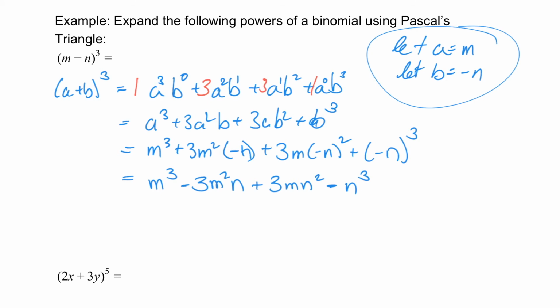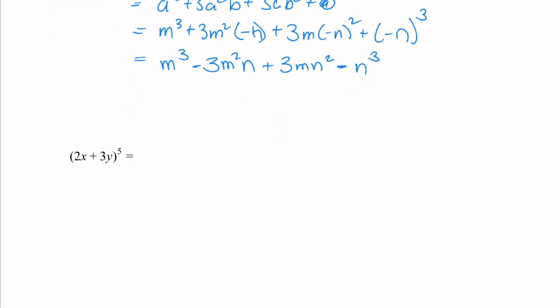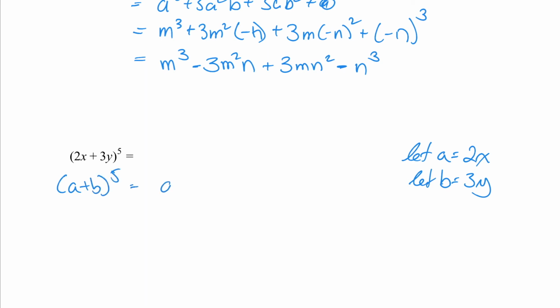So the next example is a little bit more tricky, because now we're going to deal with a non-1 coefficient in front of our variable. So here, again, we're going to let a equal 2x in this case, and let b equal 3y. So now this becomes (a + b) to the power of 5. And here I'm going to quickly do Pascal's triangle. Actually, I'll still do it explicitly one last time so you can see what's going on.